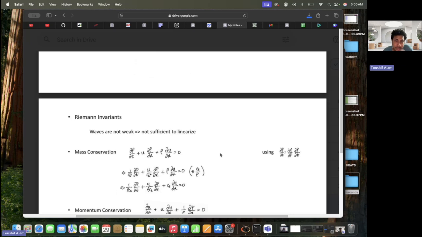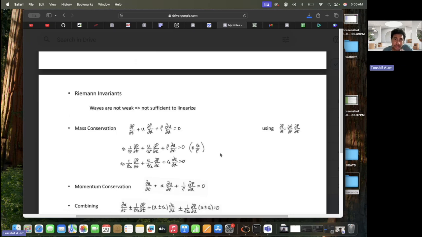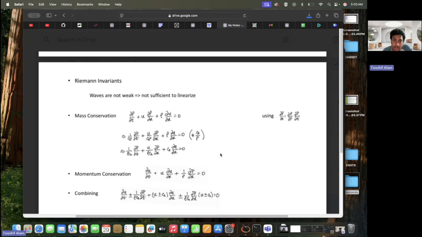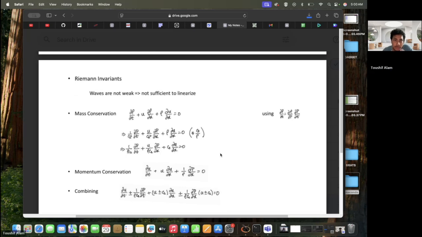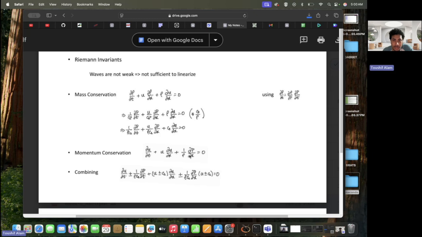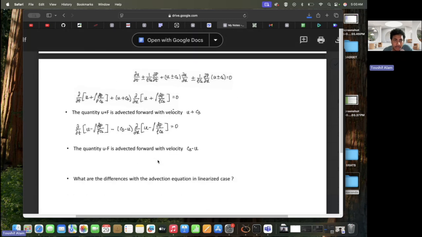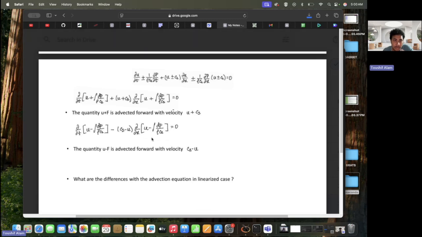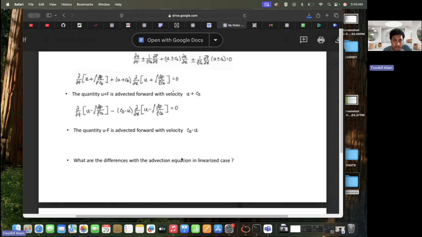The Riemann invariant waves are not weak, so it is not sufficient to linearize. For mass conservation, del rho del t plus U del rho del x plus rho del U del x is equal to 0. So with 1 by C square you will get this equation. For momentum conservation you will get a similar equation, with del U del t. These are all from the lectures. Combining these we get this, right? So the quantity U plus F is advected forward with velocity U plus Cs, and this will be equal to 0. The quantity U minus F is advected with velocity Cs minus U.